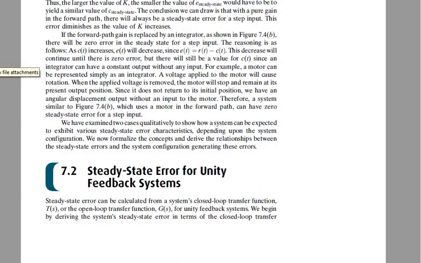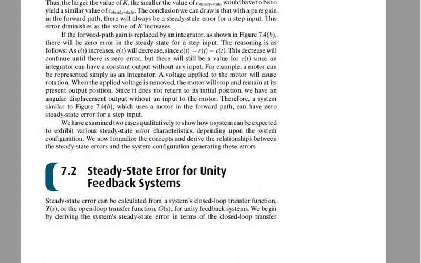state error. So now this section is 7.2, where we discuss steady state error for unity feedback system. So the whole terminology we develop here is for unity feedback system. We assume that steady state error is calculated for the closed loop transfer function, and we represent the closed loop transfer function by T of S, or open loop by G of S. So you have to remember that. What do you mean by open loop and closed loop?